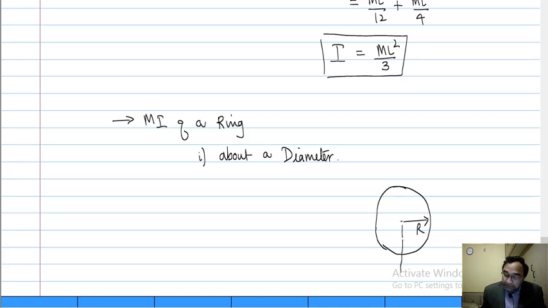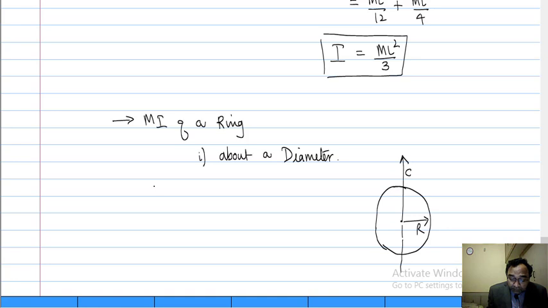Central axis is this, and what is asked? Find the moment of inertia about a diameter. So, now this is the central axis and the diameter. How is the diameter oriented with respect to the central axis? We see that the central axis is perpendicular to the plane of the ring. So, it is perpendicular to the diameter.